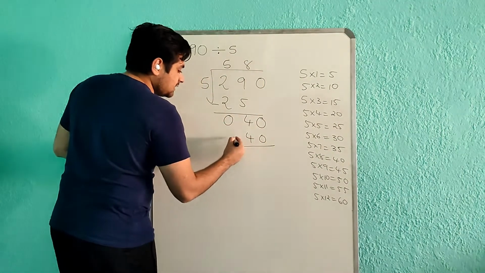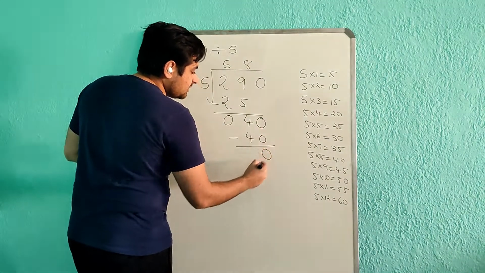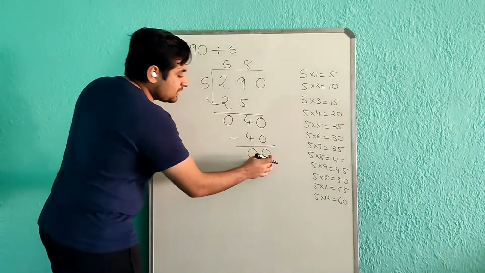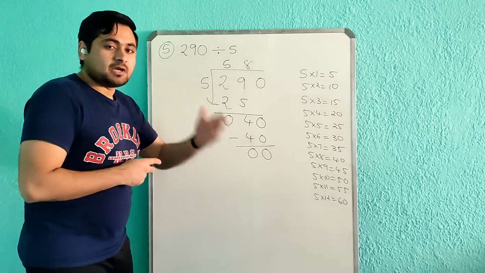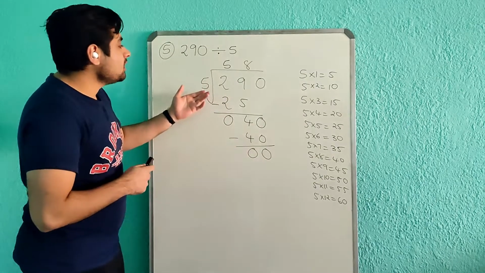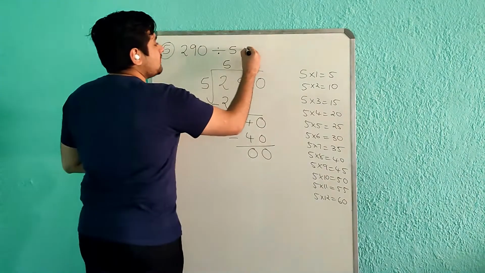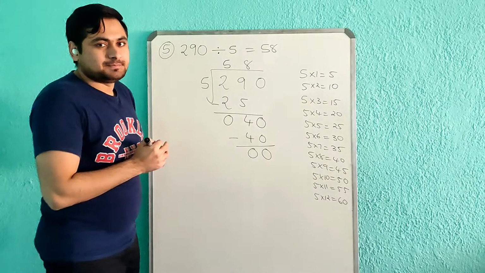Once you have a 40 here, you go and write a minus sign. What is 0 minus 0? That's a 0. What is 4 minus 4? That's a 0 again. Now we know that we have both zeros, so we can't do any further calculations. Therefore, 290 divided by 5 gives you the answer of 58. Let's move on to the next example.